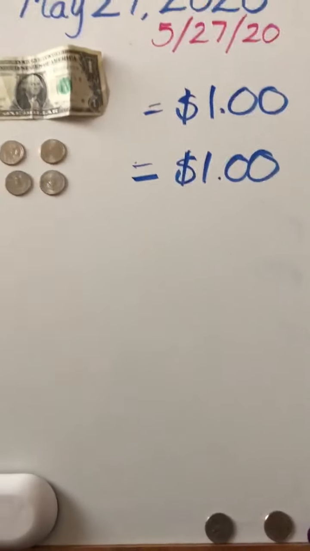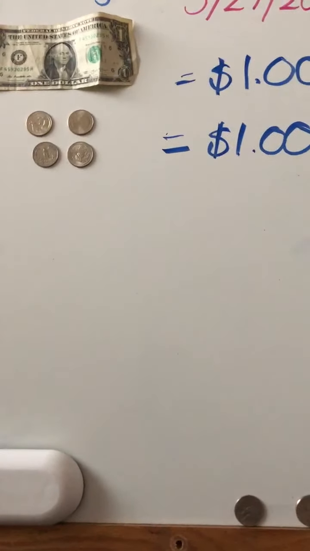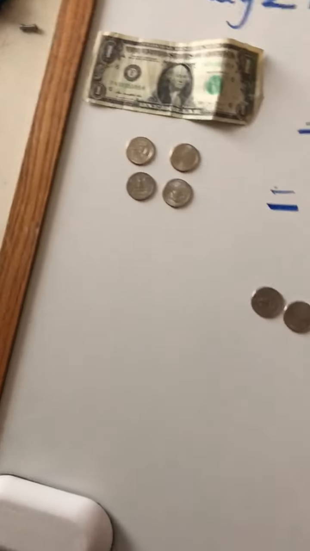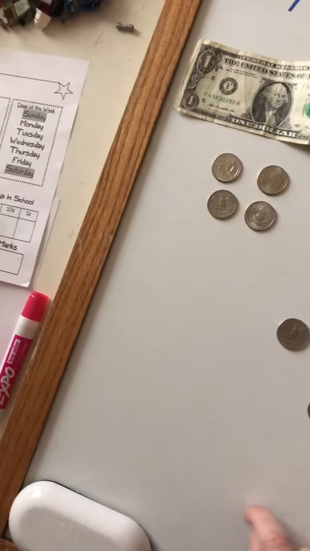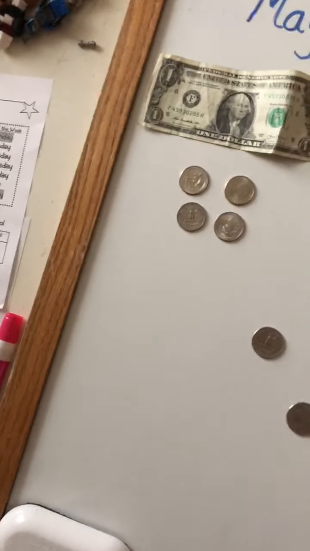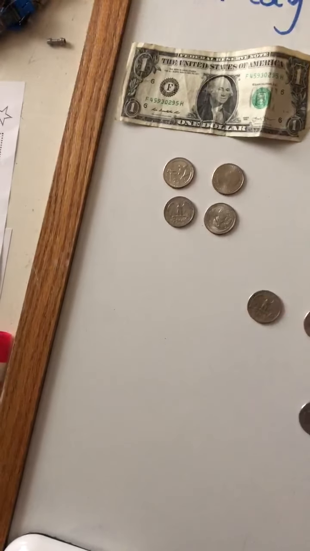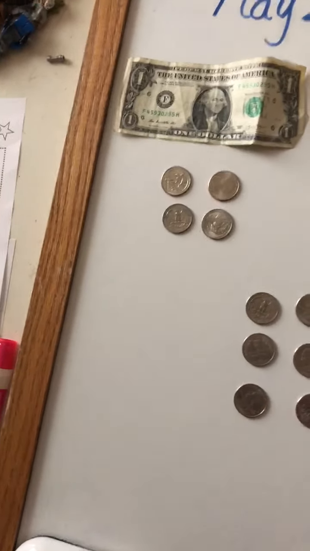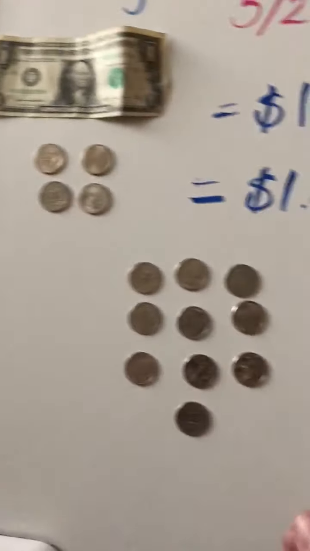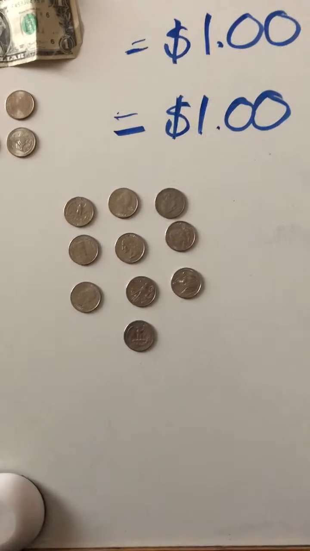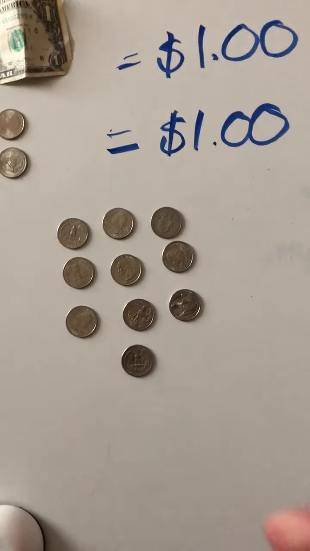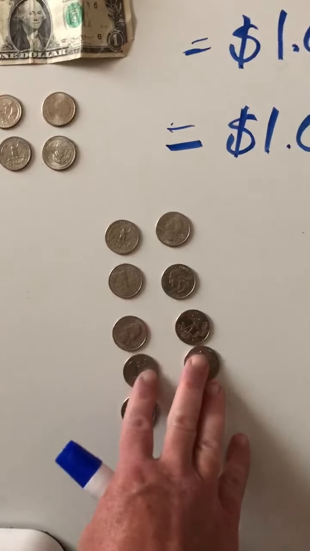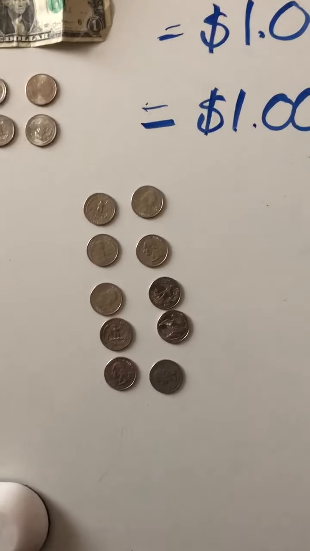25, 50, 75, 100. Okay, all right, very quickly let's just look at some quarters here and see how much money it would be worth. And we're just going to practice that counting by 25. So I'm going to use 1, 2, 3, 4, 5, 6, 7, 8, 9, 10. Okay, here I have 10 quarters. I'm going to move those down here. So let's count and see how much money is 10 quarters.